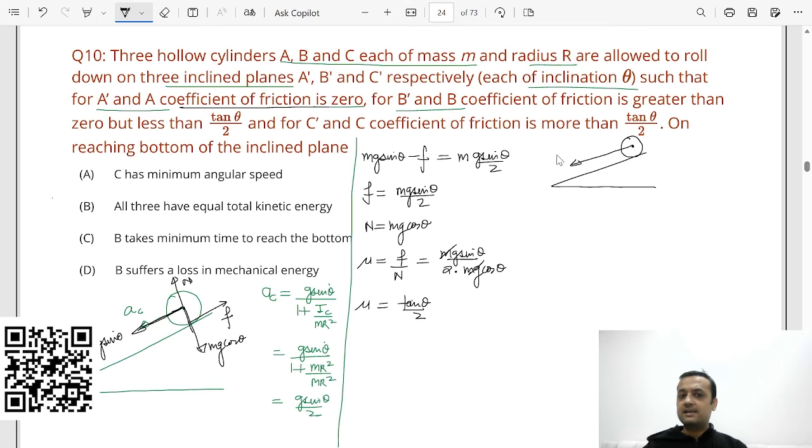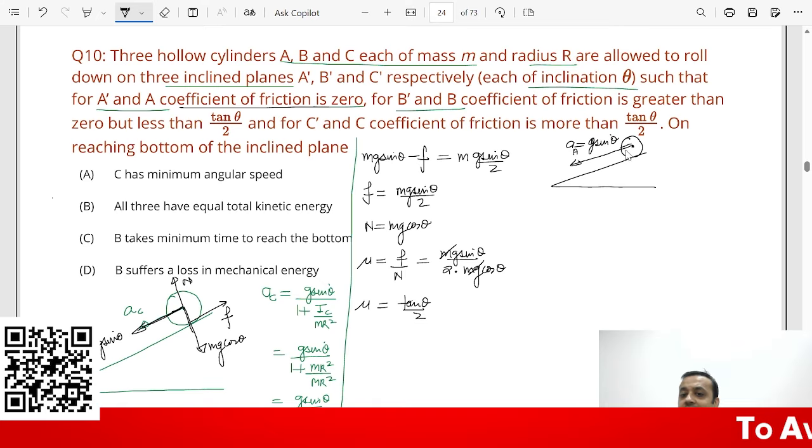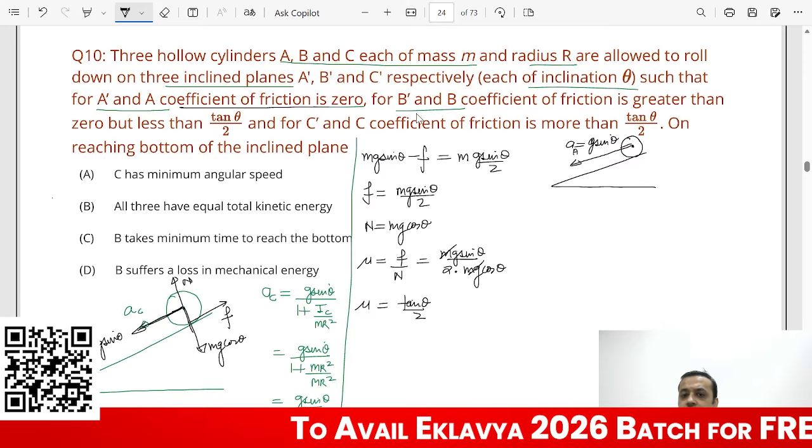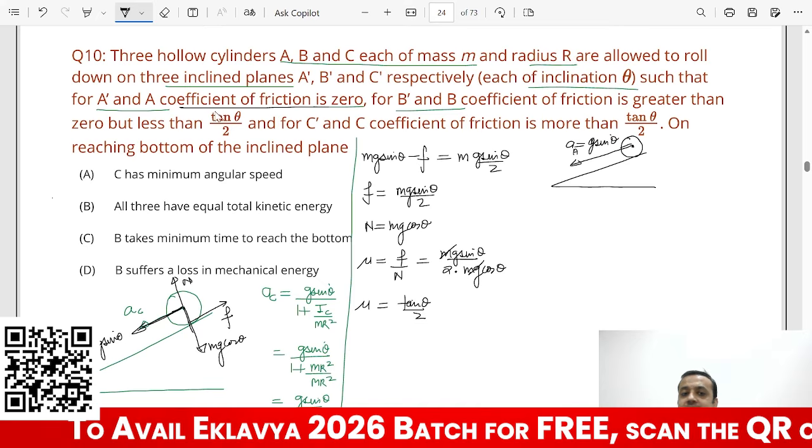Okay, and in this case, what will be the acceleration? The only force acting down the plane is mg sin theta. So acceleration will be g sin theta. It's like the cylinder will behave like a block. So in the first case, for case A, we can say that acceleration will be g sin theta. In the second case, the coefficient of friction is greater than 0 but less than tan theta by 2.